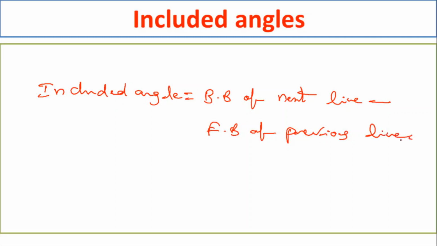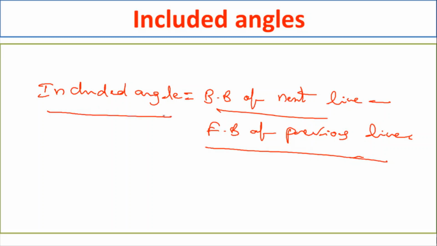So if you use this directly, we will get the included angle. So you don't need to check whether it is the clockwise traverse or anti-clockwise traverse. We just have to determine the back bearing of the next line, and we have to determine the fore bearing of the previous line. So this minus this, that will give you the included angle.